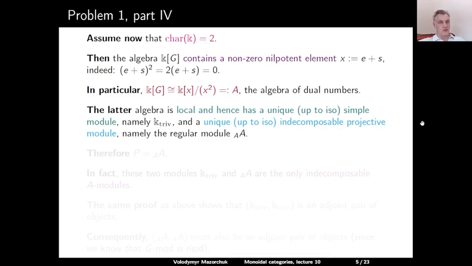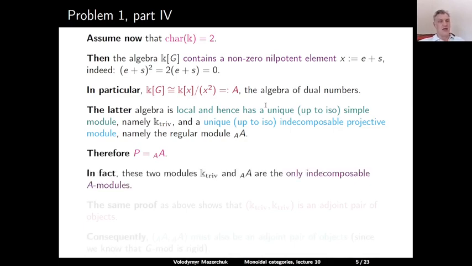This algebra is local. Of course, it has a unique maximal ideal generated by X, and so it has a unique up to isomorphism simple module. We know that this is just a trivial G module, and then a unique up to isomorphism indecomposable projective module, namely the regular module. So our projective cover P of the trivial module is the regular module over our group. And it is very easy to check that the simple module and the projective module are the only indecomposable A modules for this very small algebra.